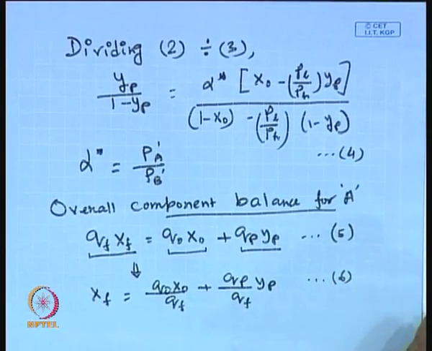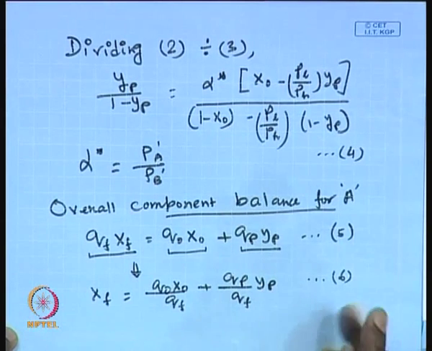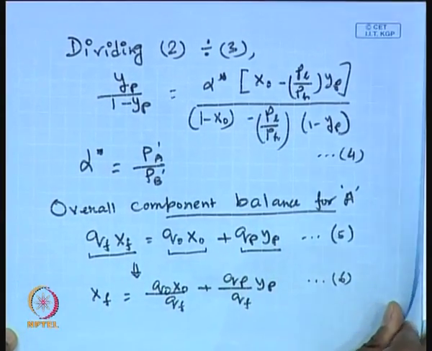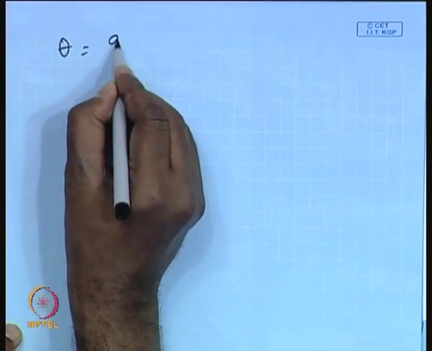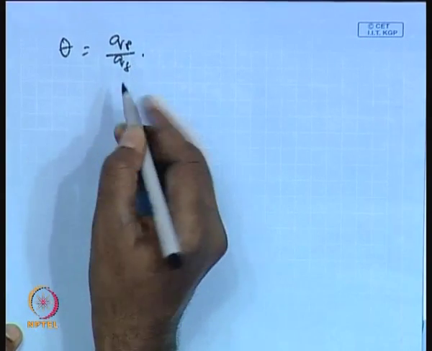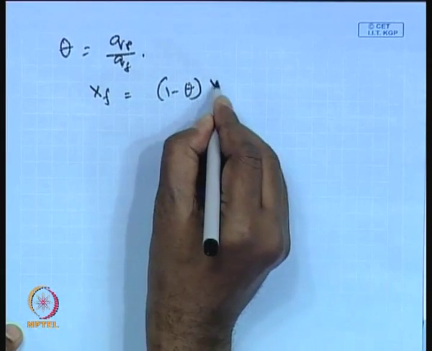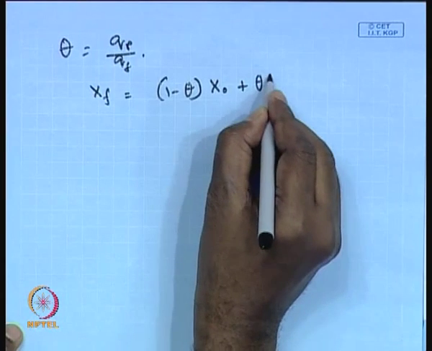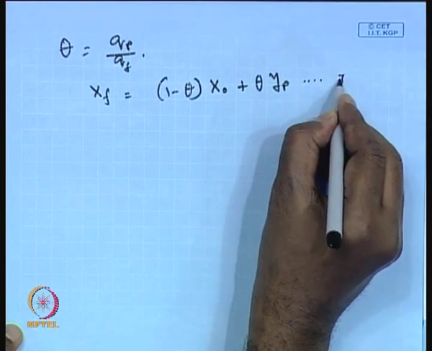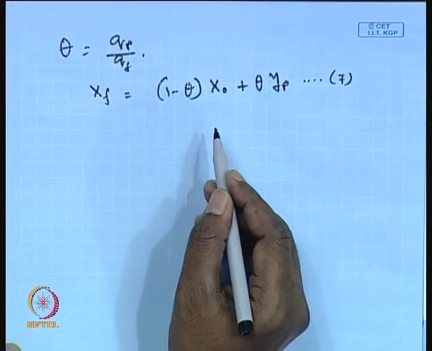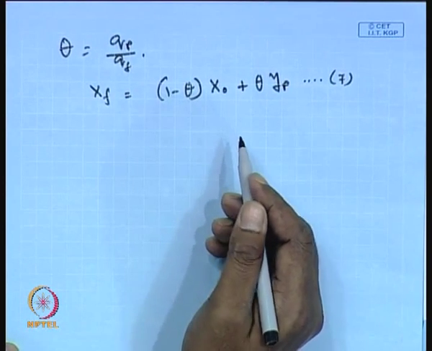That means, you are dividing both sides by QF, and now you define the fraction theta. Theta is nothing but QP divided by QF, the fraction of feed that is going into the permeate. So, this becomes XF is equal to 1 minus theta times x naught plus theta times YP. Okay. This is equation number 7. Now, this equation can be reorganized to estimate the feed mole fraction, or that is there in the permeate.